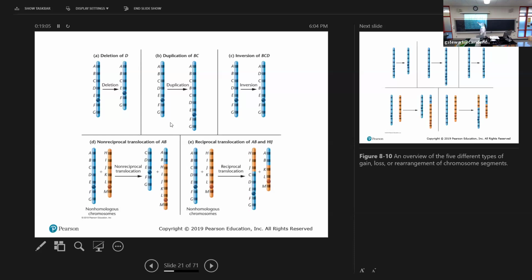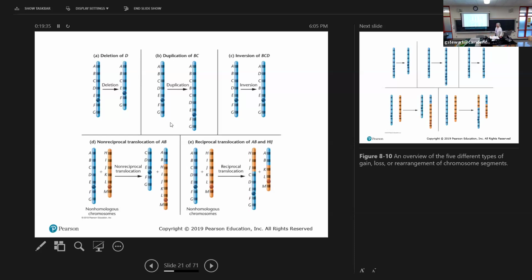Let's look at the deletion. So in this case, looks like we're missing, so A, B, C, we're missing D. So it's a short deletion. Okay. The last thing that we're going to talk about, we're not going to talk about reciprocal and non-reciprocal translocations. I'll give you some definitions, but that's it.